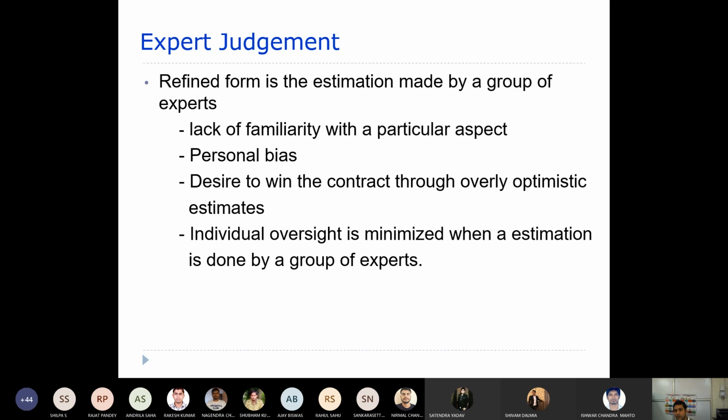Then there is the desire to win the contract through overly optimistic estimates. Sometimes it can happen when you're going through these sorts of mechanisms, the expert judgment technique, where we always try to get the contract.